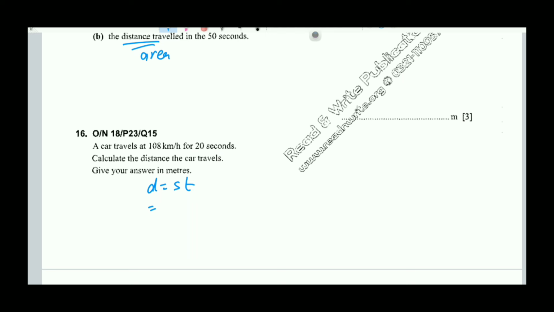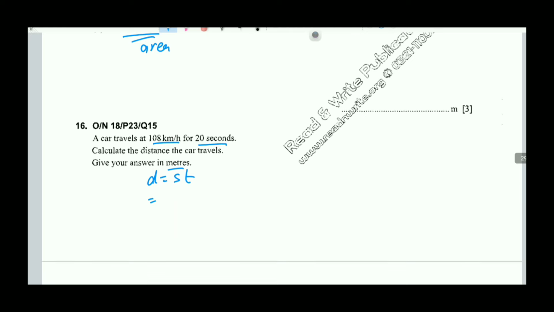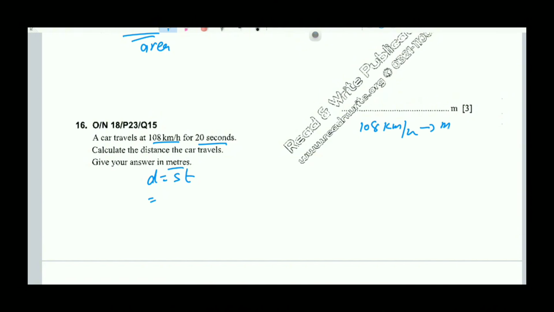Distance is equal to speed times time, and first of all look at this. This is 108 kilometres per hour. Time is given in seconds and the answer should be in metres. It means that we have to convert 108 kilometres per hour into metres per second. So 108 multiplied by 1000 over 1 multiplied by 3600, because 1 hour is 3600 seconds. So it will be 30 metres per second.